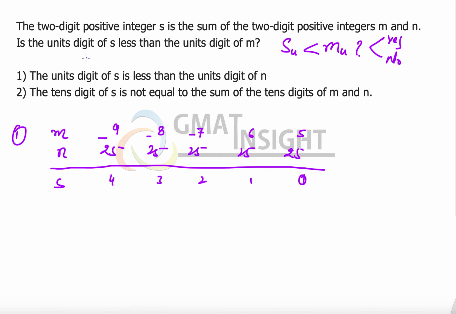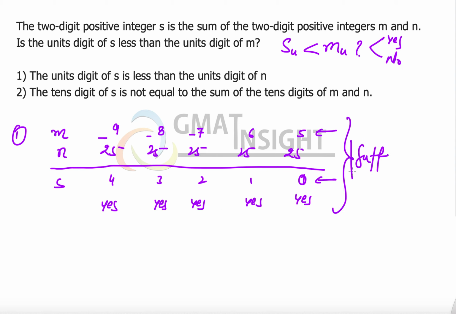Now in this case, the question is: is the unit digit of s less than the unit digit of m? So in this particular case, the unit digit of s is less than the unit digit of m. So the answer is yes. In every case, the unit digit of s is less than the unit digit of m. The answer is consistently yes. That means the first statement will be sufficient to answer the question. So with the instances, we are very comfortably able to answer the question, and similar examples will be taken for the second statement.